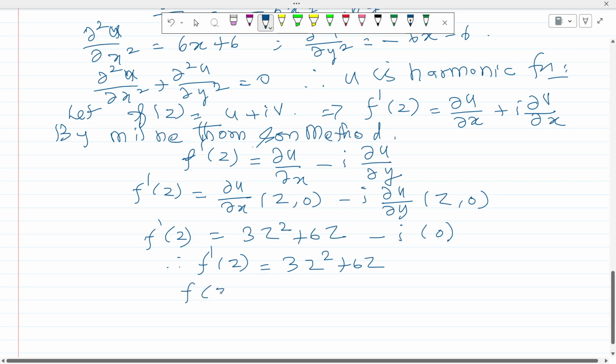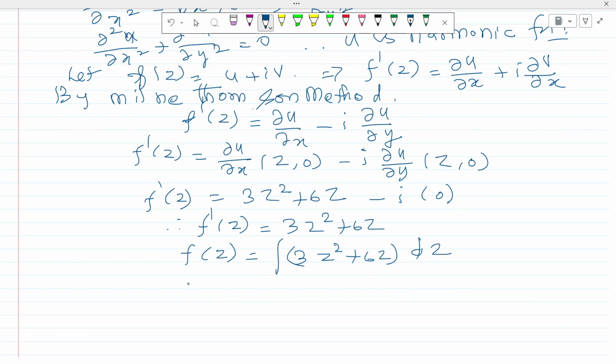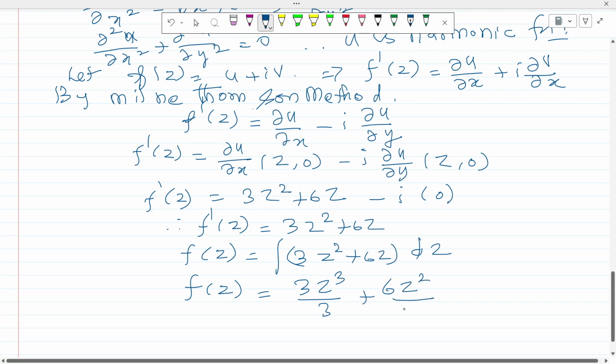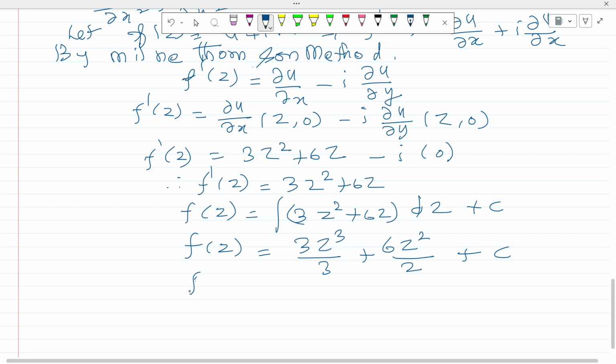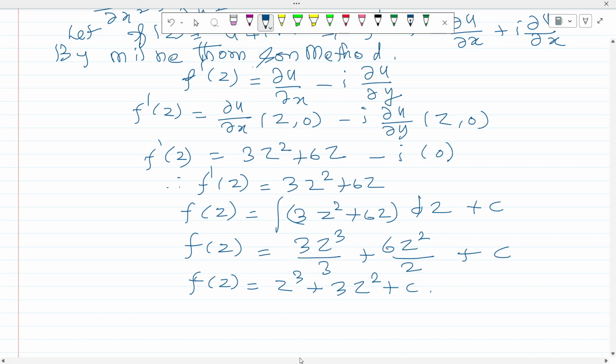Then what is f of z? Integration of 3z square plus 6z dz. Integrating, 3z cube by 3 plus 6z square by 2 plus some constant. So f of z is z cube plus 3z square plus some constant. That is the second one.